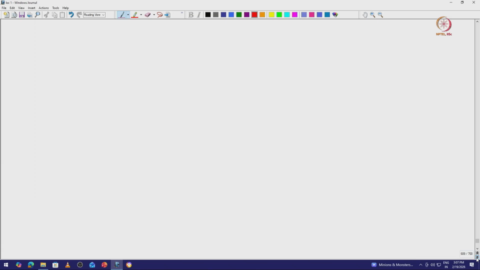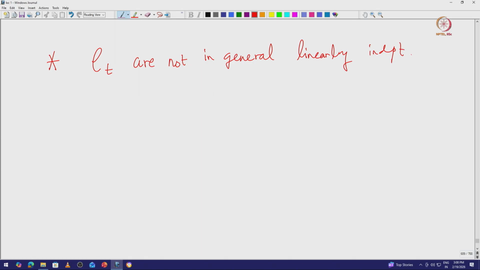But the important thing to notice is that these polytabloids E t do not need to be generally linearly independent. Okay. So, this is the most important remark, that E t aren't in general linearly independent.